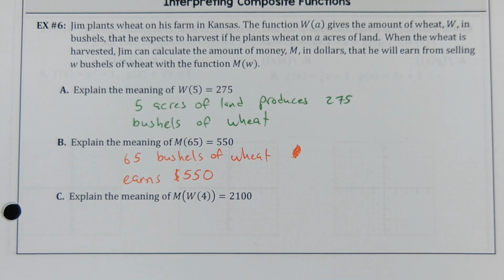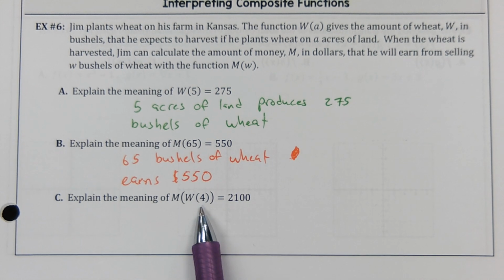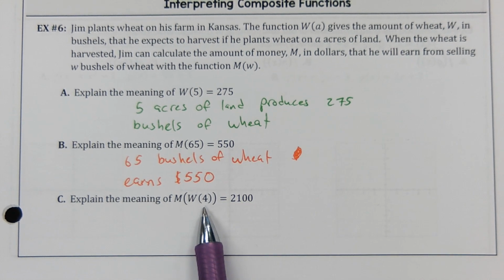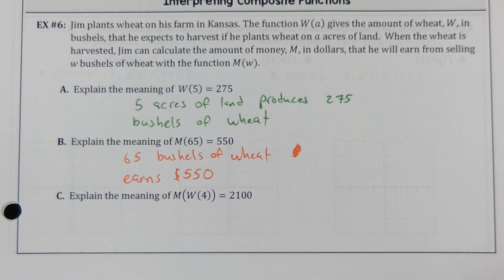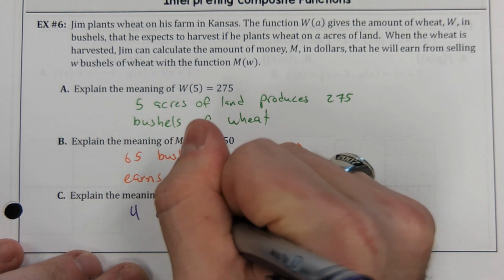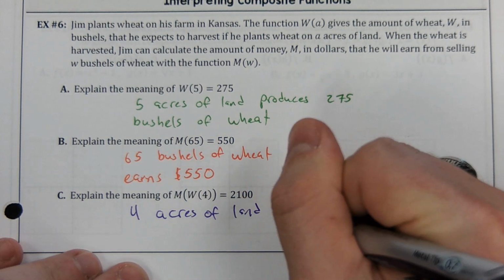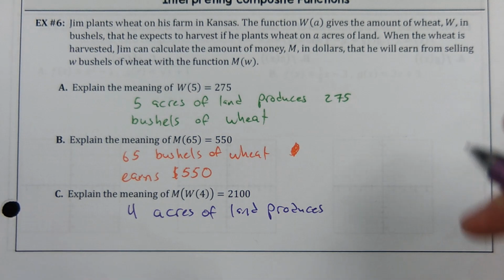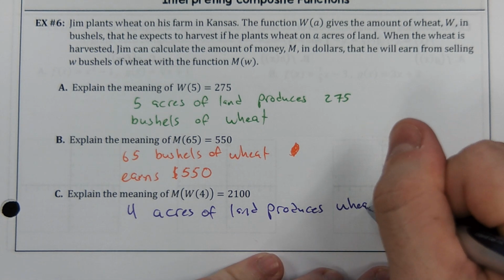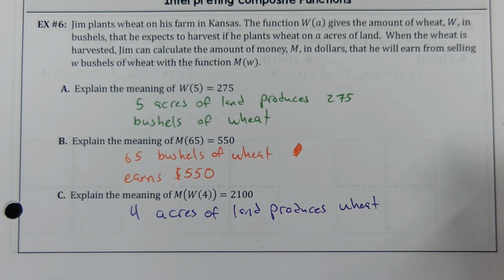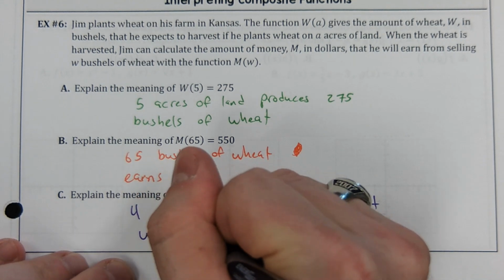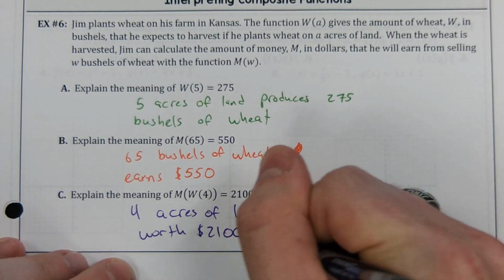But the last one's a composition. Max? Sure, you can try it. Go for it. When the amount of bushels is 4 acres worth, you will earn $2,100. So what he says is, I'm just going to clean it up a little bit for the video, but he said 4 acres of land is going to produce wheat that will sell for $2,100. Yep, there it is. So 4 acres of land produces wheat worth $2,100. Something like that. Good deal.